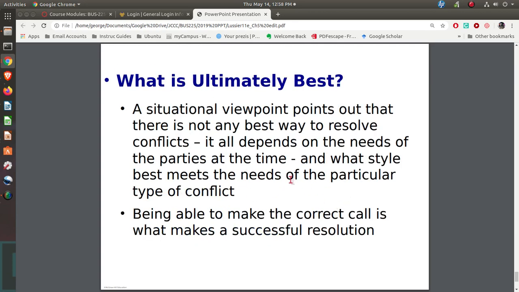The situational viewpoint really does say that it depends on the needs of the people at that point in time. You're not going to be able to find a resolution for everything at all times.